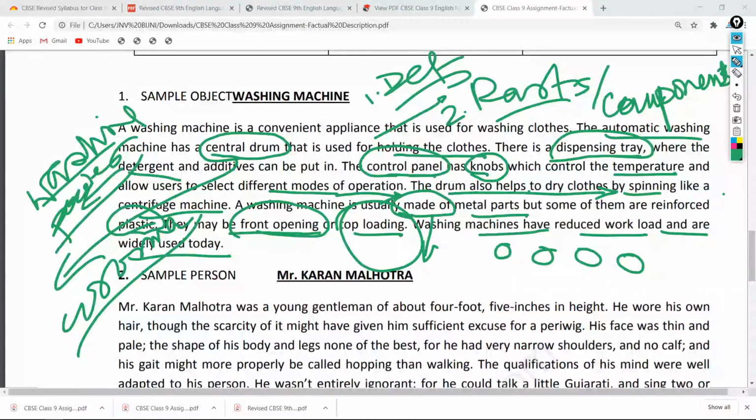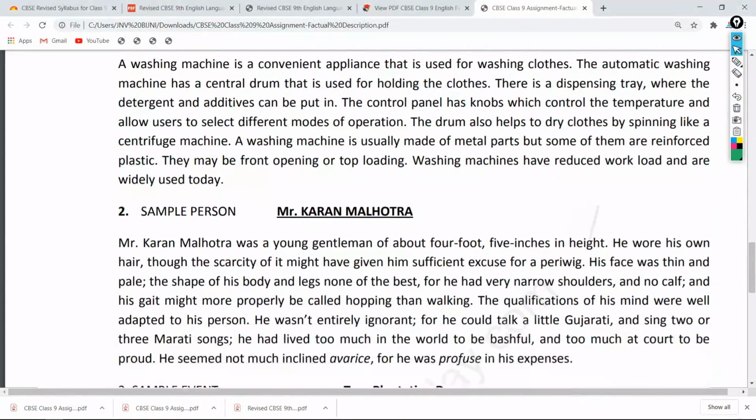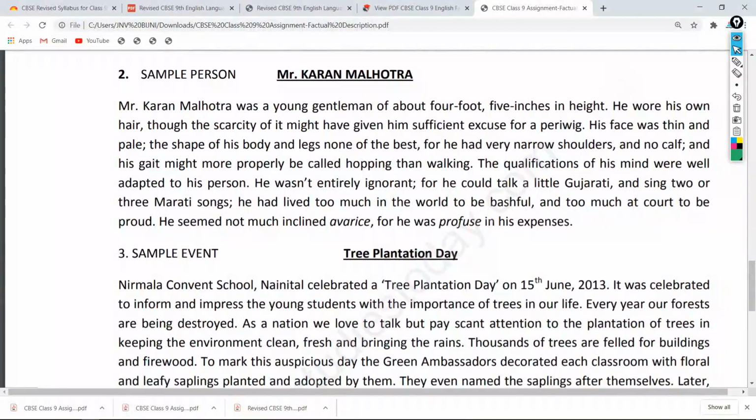Therefore, let us go to the second one. Here we go. The second one is a sample description of a person. So you are writing about Karan Malhotra. How is it described? Let us see the example so that you can understand it. Mr. Karan Malhotra was a young gentleman of about 4 feet 5 inches in height.